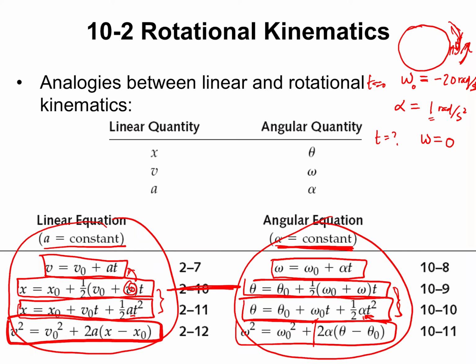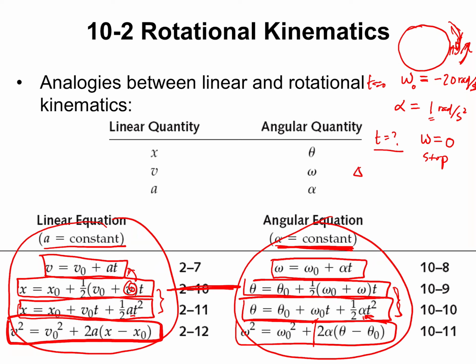Okay, so in this problem we know the initial angular velocity is negative 20 radians per second, and omega final is 0, the fan stops. So we ask for t, and also ask for the displacement.